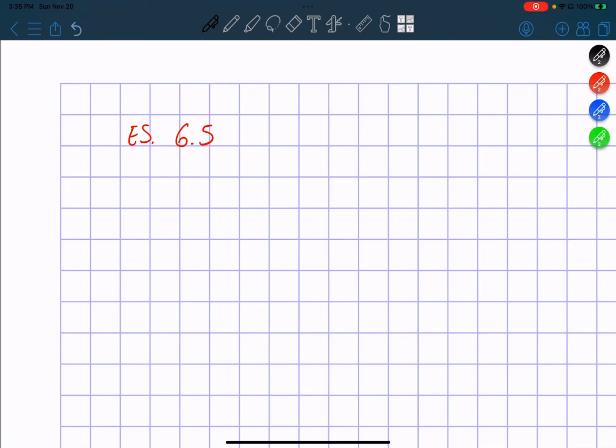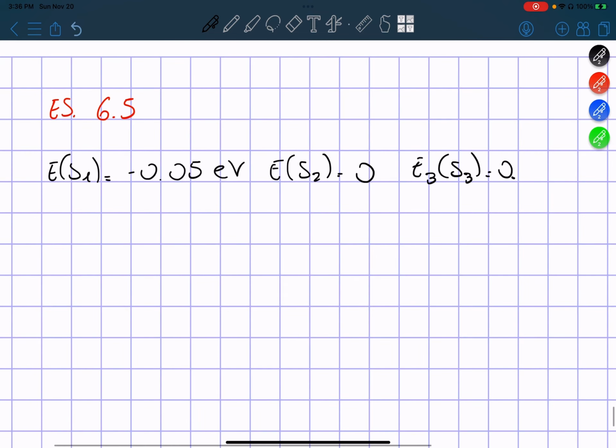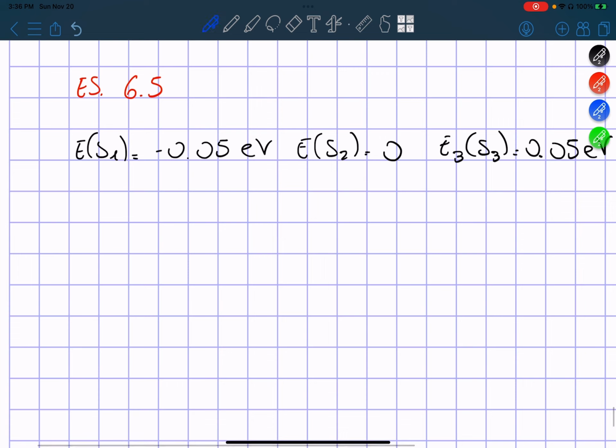Hello everybody. So here we have problem 6.5 and we have three states. The first state has energy, so I'm going to put E of S1 as negative 0.05 electron volts. The second state is 0 and the third state is 0.05 electron volts. So the first thing we want to do is calculate Z.